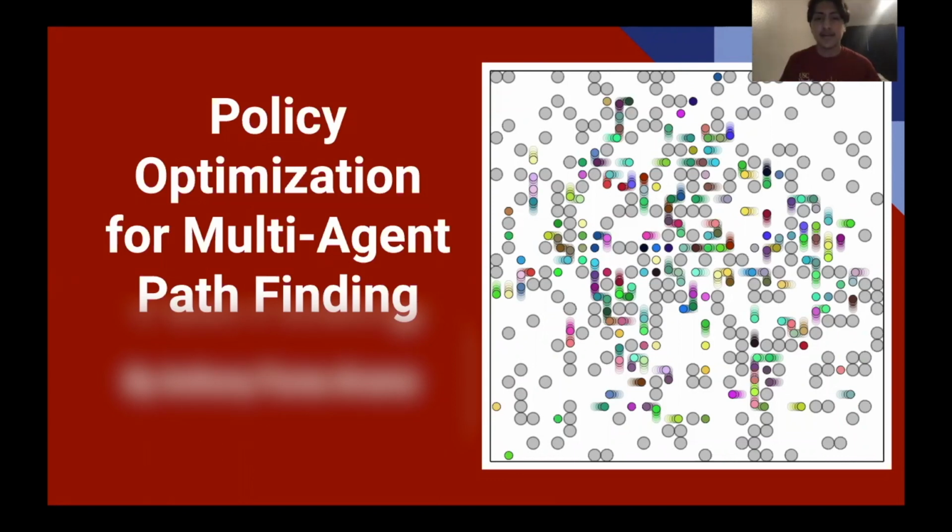Hello, my name is, and today I'll be giving you a brief presentation on my SHINE research project this summer. This summer, I researched policy optimization for multi-agent pathfinding. So without further ado, let's begin.